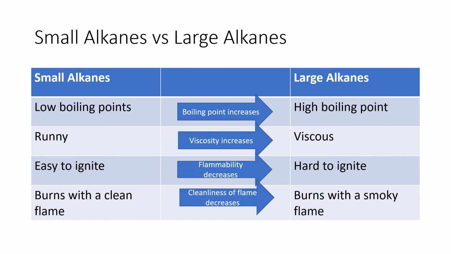So now we'll be looking at small alkanes versus large alkanes. Here's a table. Small alkanes have a low boiling point, are runny, easy to ignite, and burn with a clean flame. As we move to larger alkanes, the boiling point increases, the viscosity increases, the flammability decreases, and the cleanliness of the flame decreases. So large alkanes have a high boiling point, they're viscous, they're hard to ignite and burn with a smoky flame.